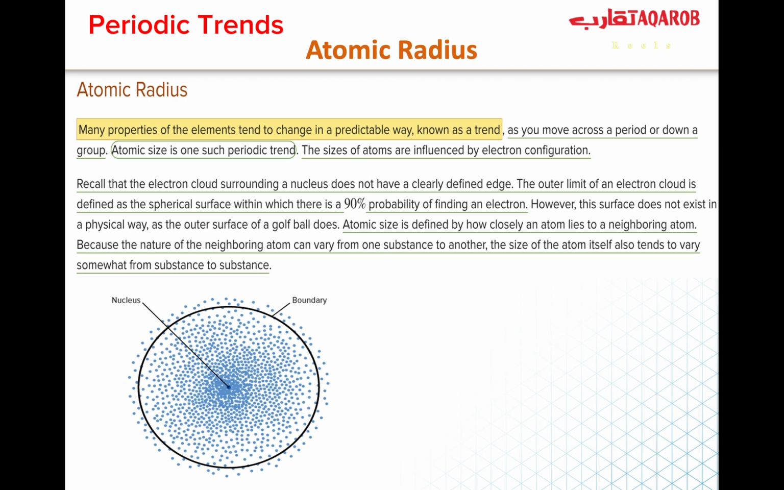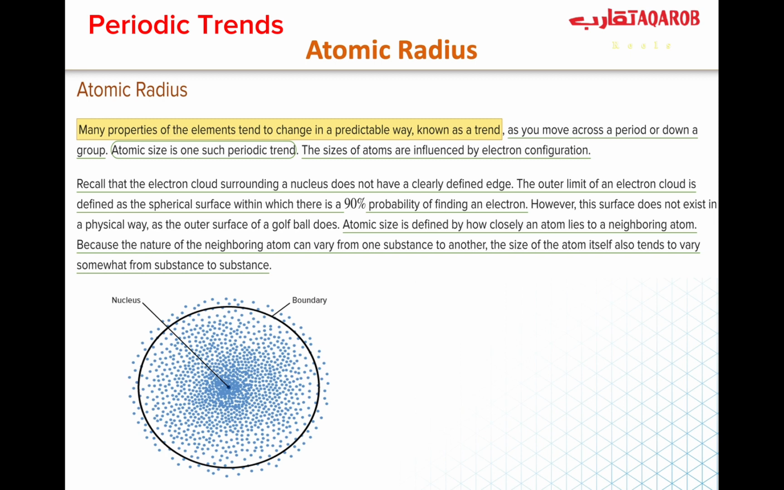Now, atomic radius. First, let's start with the first periodic trend, which is the atomic radius. Many properties of the elements tend to change in a predictable way, known as a trend. So, what do we mean by periodic trend? Trend means that the elements tend to change their properties in a predictable way in the periodic table. We call this a trend.